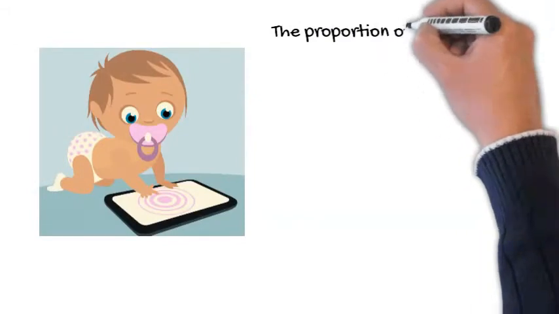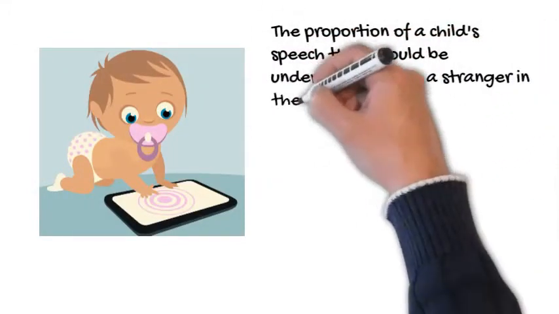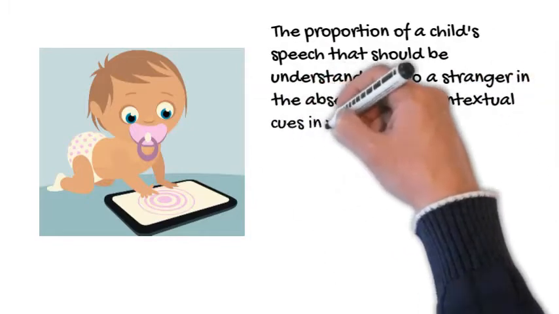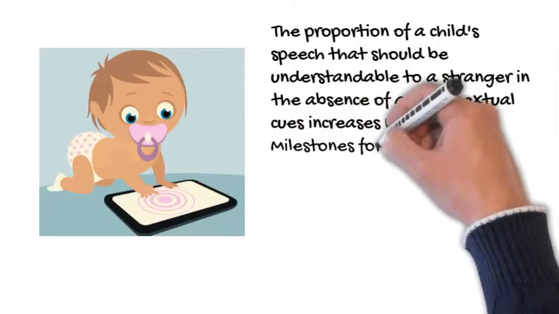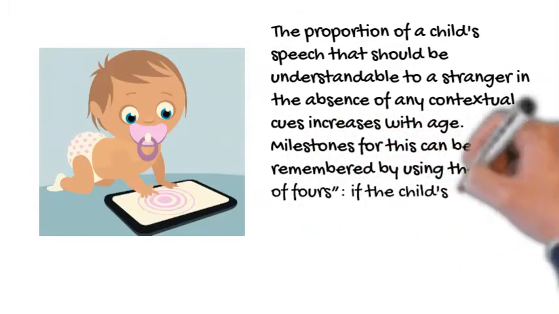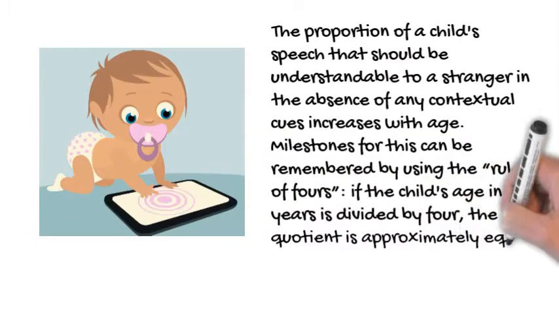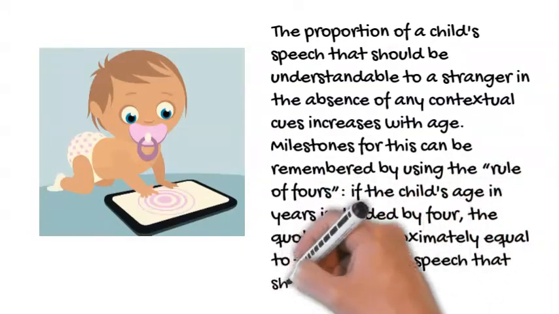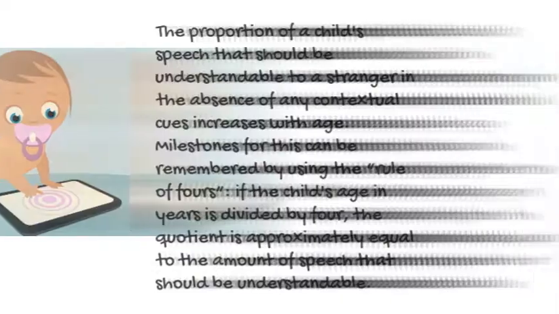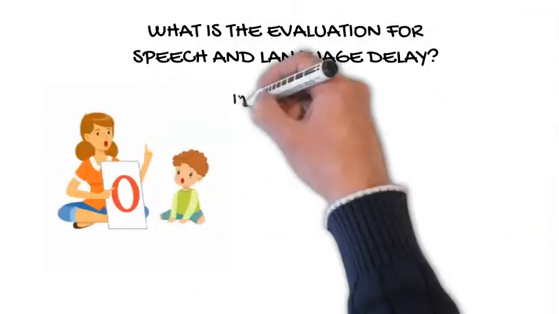The proportion of a child's speech that should be understandable to a stranger in the absence of any contextual cues increases with age. Milestones for this can be remembered by using the rule of fours. If the child's age in years is divided by 4, the quotient is approximately equal to the amount of speech that should be understandable.